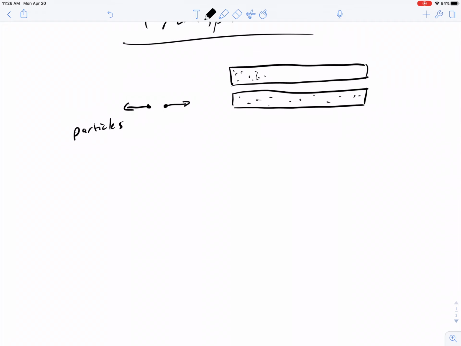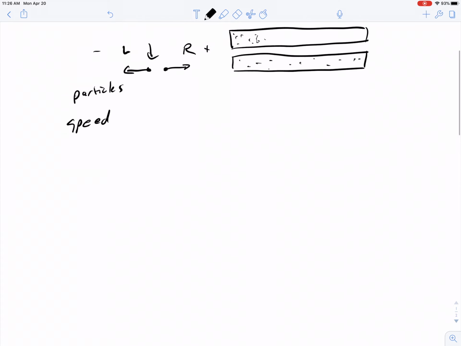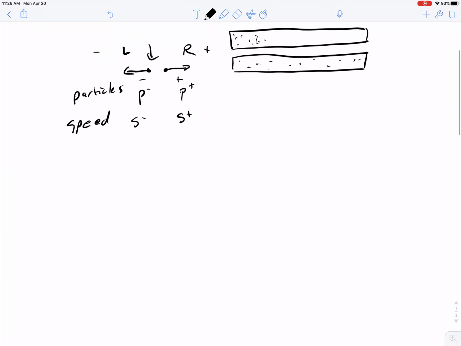Instead, I'm going to go through a different type of derivation than is commonly done, but it's kind of nice. So consider particles that can move in either the left or right direction. Let's call this the minus direction and the plus direction. The particles moving in the minus direction would have the label P minus, whereas in the plus direction, they would have the label P plus. And the speed in the minus direction would be S minus. The speed in the positive direction would be S plus. And just consider that these are moving along a line.